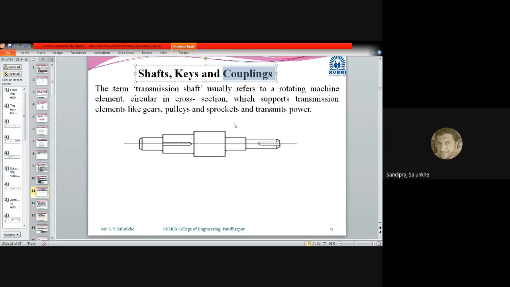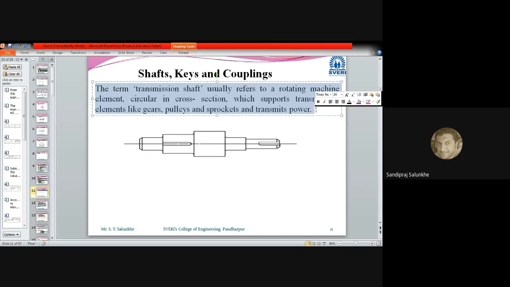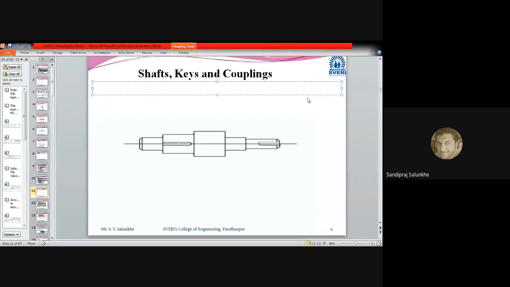Can anybody of you tell me what you mean by shaft? Hello? Let me know what you mean by shaft?